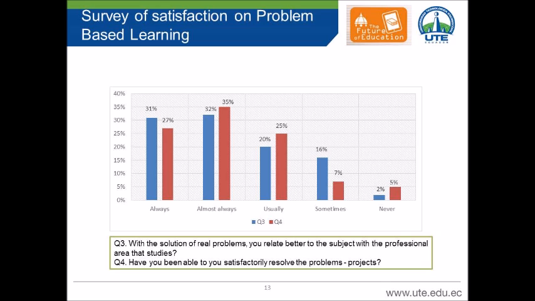The 63% approve of the relation of the subject to the career, and the 62% has satisfactorily resolved the problems or projects. However, the percentage of approval is less than the previous two questions because the class has groups that are formed by students who belong to different schools and problems. Projects were created with generic topics.